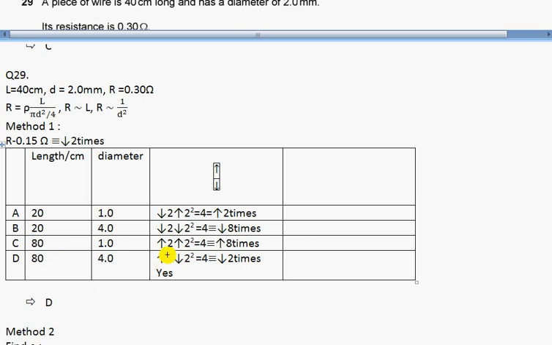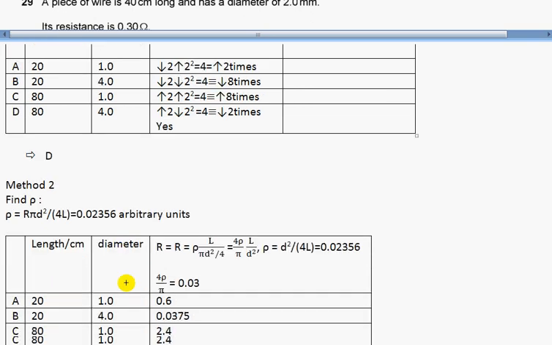Next, C. Length increased 2 times, diameter decreased 2 times, so increased 4 times, so increased 8 times actually. And the last one, D: length increased 2 times, diameter increased 2 times, so resistance decreases 2 squared, 4 times. So 2 at the top, 4 at the bottom, decrease 2 times.